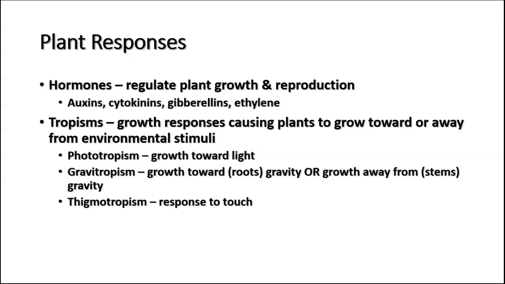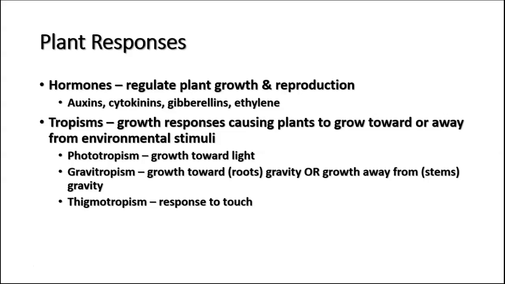Plant responses. Plants respond to various kinds of stimuli. Of course, hormones, like we learned about in animals, regulate growth and reproduction. You don't have to know a whole lot of details about the different hormones: auxins, cytokinins, gibberellins, and ethylene. Most of them are involved with growth, stem elongation, something like that. Ethylene is involved with fruit ripening, but I don't think any of those things is necessarily on the test. It's just understanding that hormones do stimulate growth in different areas in response to those hormones.